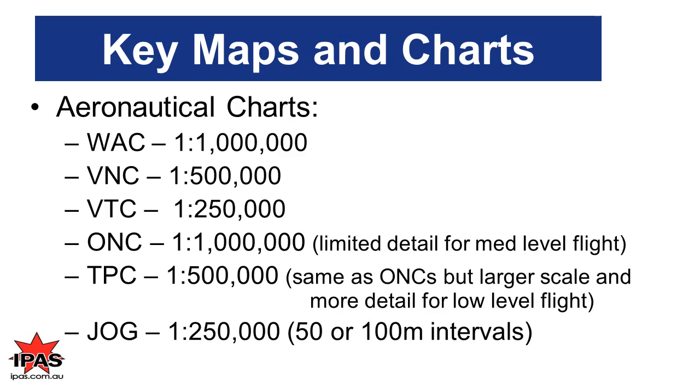The ONC, the TPC, and the JOG are three different types of military aviation charts or aeronautical charts. Same scales as the WAC, the VNC, and the VTC, but the information is presented somewhat differently. The ONC, the Operational Navigational Chart, has limited detail and is designed for medium level flight, so you're at altitude, say 15, 20,000 feet. The TPC is a Tactical Pilotage Chart, and that's the same as the ONC, but it's got a larger scale and it's got more detail for aircraft that are flying at lower level. And then we have the Joint Operational Graphic, the JOG. It's got 50 or 100 meter intervals for the contour lines. It's got a lot more information for the military pilot.